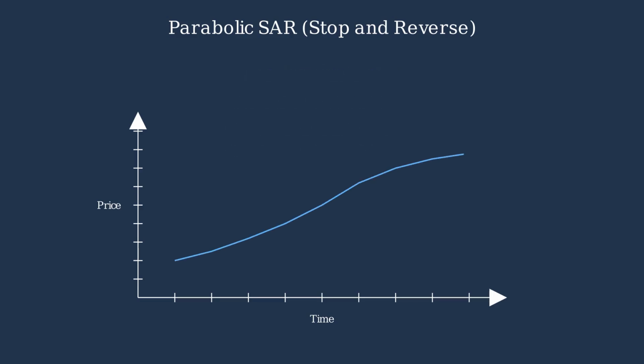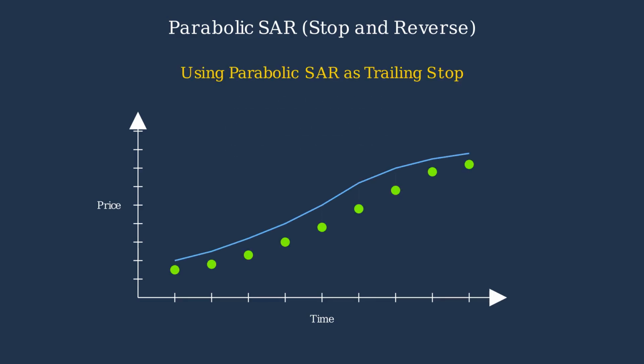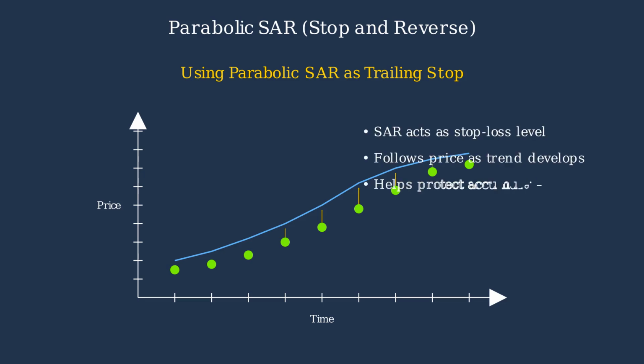This factor starts small and increases as the trend continues, causing the SAR to accelerate and get closer to price. One of the most popular applications of the parabolic SAR is using it as a trailing stop-loss mechanism. As the price moves favorably, the SAR follows, helping traders protect their profits. When using the parabolic SAR as a stop-loss, traders typically exit the position if the price crosses the SAR. The advantage is that the stop level adjusts automatically, moving closer to price as the trend strengthens.